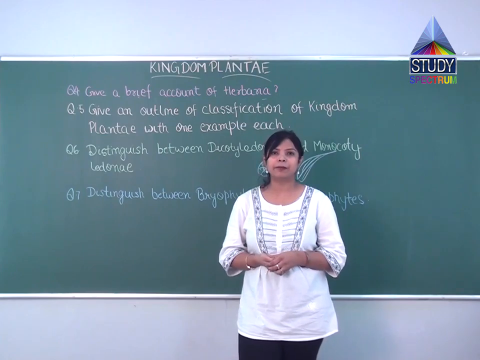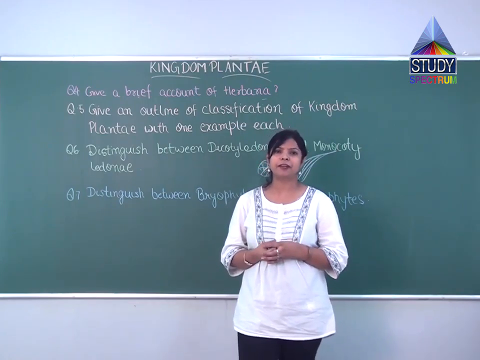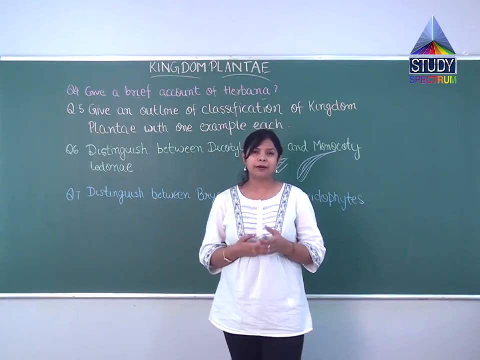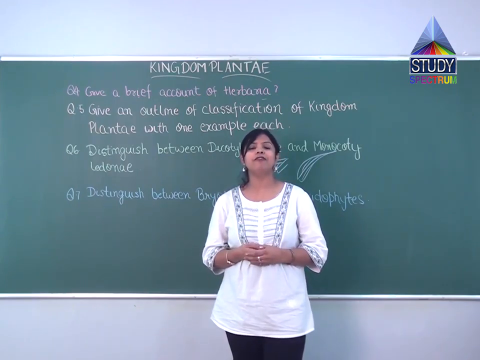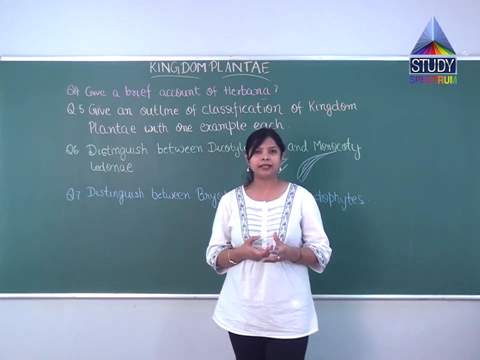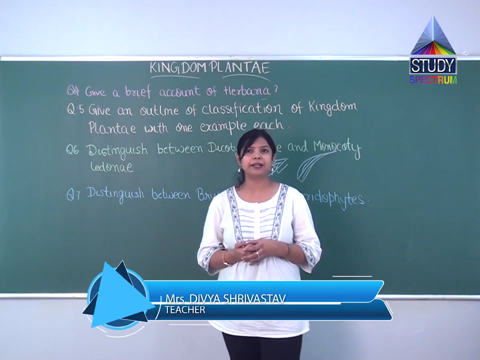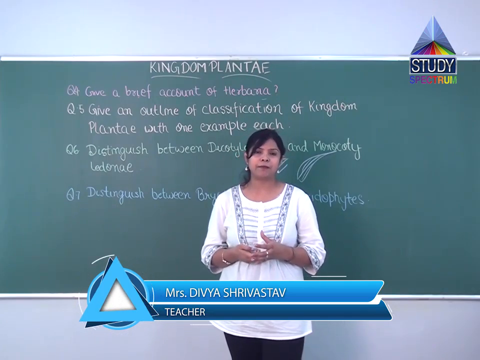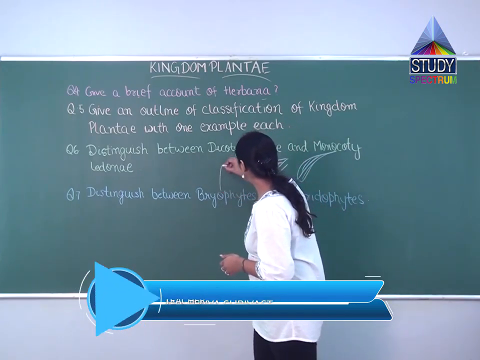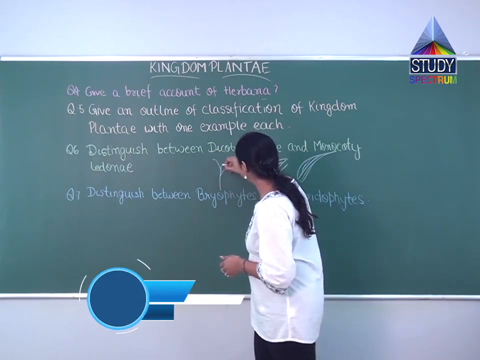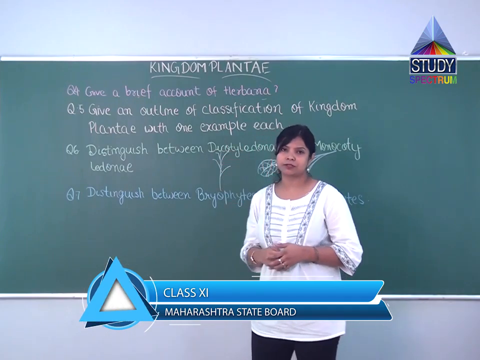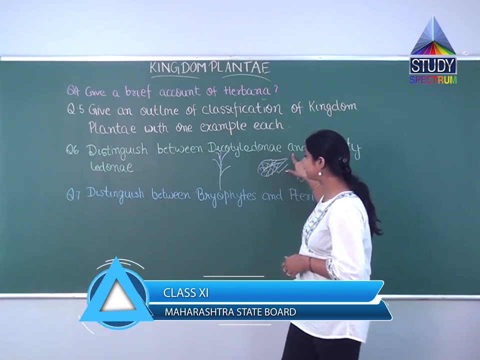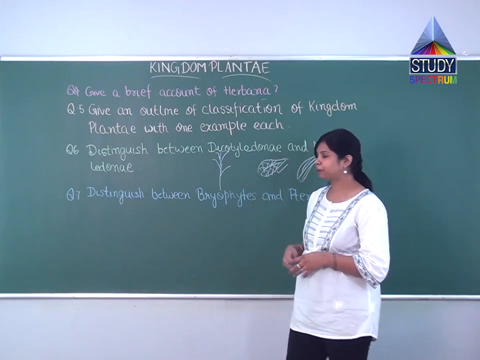If you take examples of dicotyledons, all the flowering plants like Hibiscus rosa-sinensis, sunflower, mustard, pea come in the category of dicotyledon plants. In monocotyledons we can take the examples of Zea mays, maize, wheat. All the plants which have leaves like this, with one leaf present at each node, come in the category of monocots. So this is how we can distinguish between dicotyledon and monocotyledon plants.